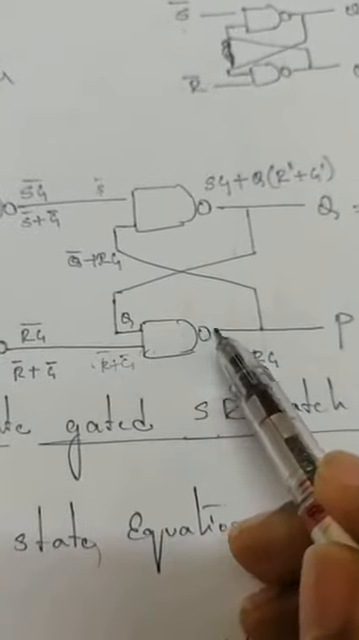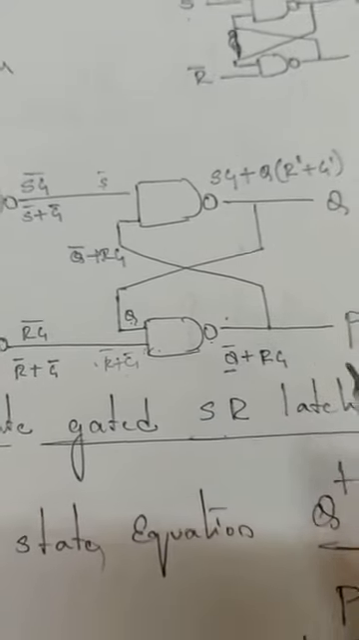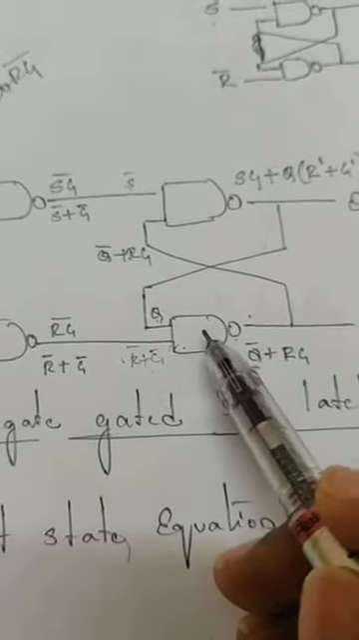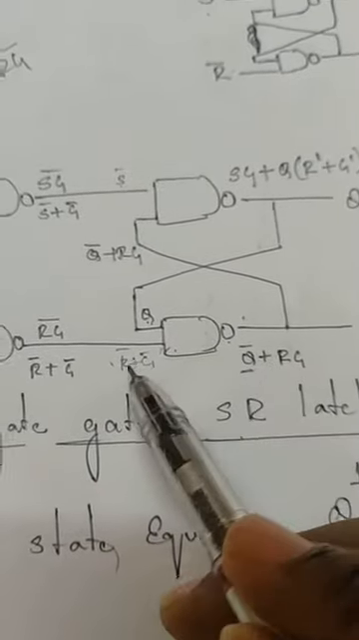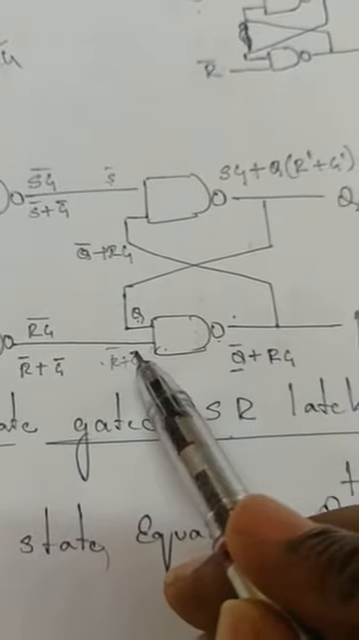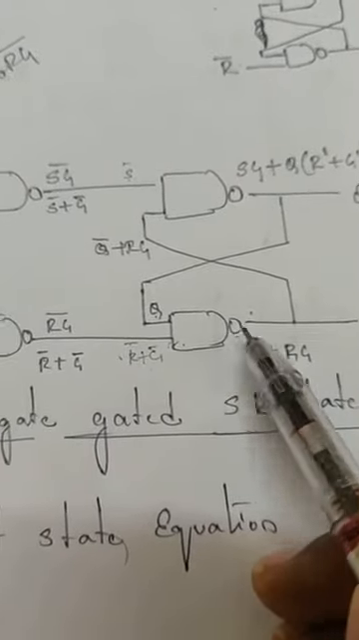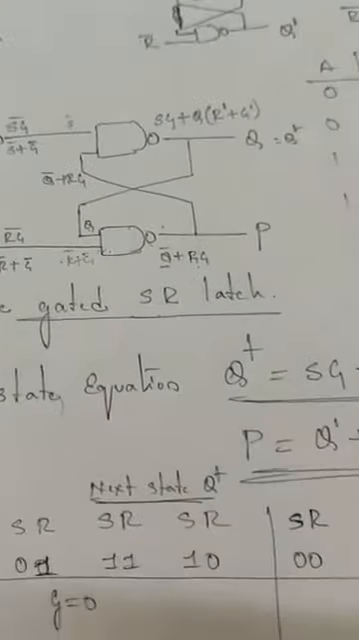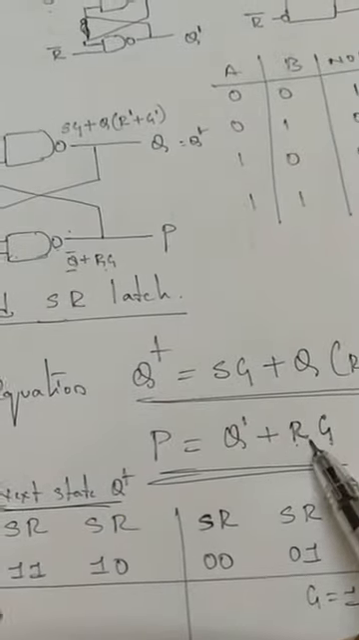So when Q comes here, it becomes Q bar. Okay, plus. This is not an AND gate. If it were an AND gate, it would be a product, so I am adding a plus. R bar plus G bar becomes Rg, so the bar and bar cancel. This plus will be converted to multiplication because of this bubble, and this Q will be converted to Q bar here. So that is what I have written: P is equal to Q bar plus Rg.